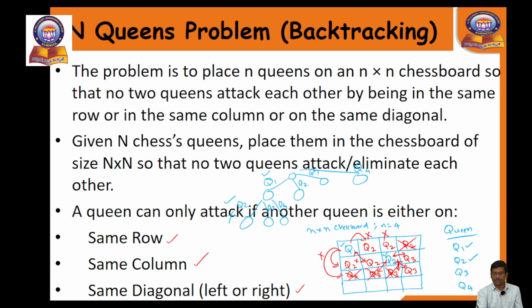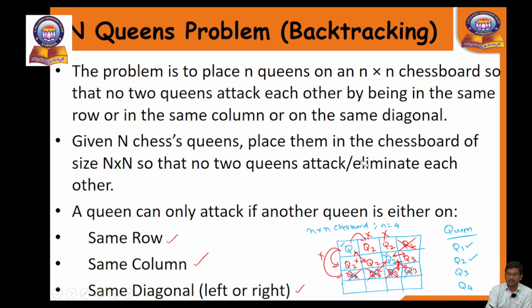Now the next scenario is where to place queen 3. So queen 3 cannot be placed in this cell, 3-1 cannot be placed, 3-2 cannot be placed, 3-3 cannot be placed, and similarly 3-4 cannot be placed. So for queen 3, there is no place to fill. So in such cases, backtrack. What does this mean? Backtrack to find the alternate paths, the other untried paths which are available.